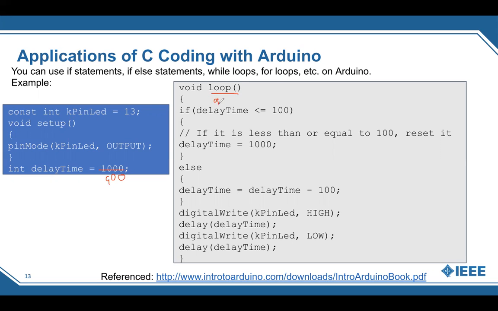So now, is 900 less than 100? No. And so then it's going to jump to the else here. So it's going to assign now to this variable delay time 900 minus 100. So now that's 800. So it's going to assign 800 to delay time. So then it's going to go back in here, reassign 800. So now it's going to cross out that value, reassign it to 800 in memory.